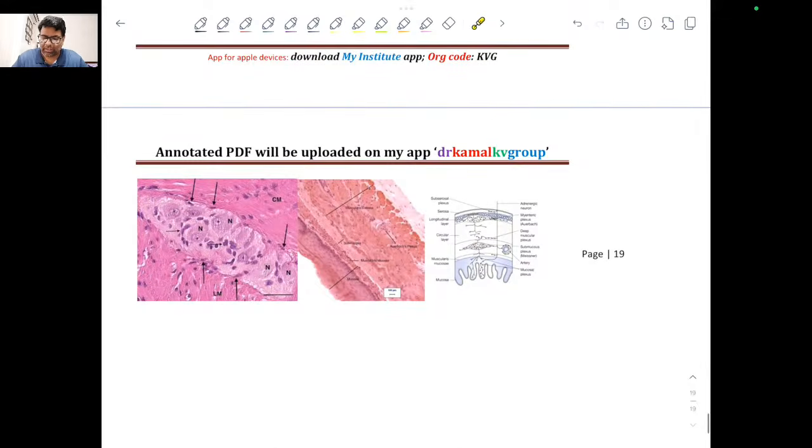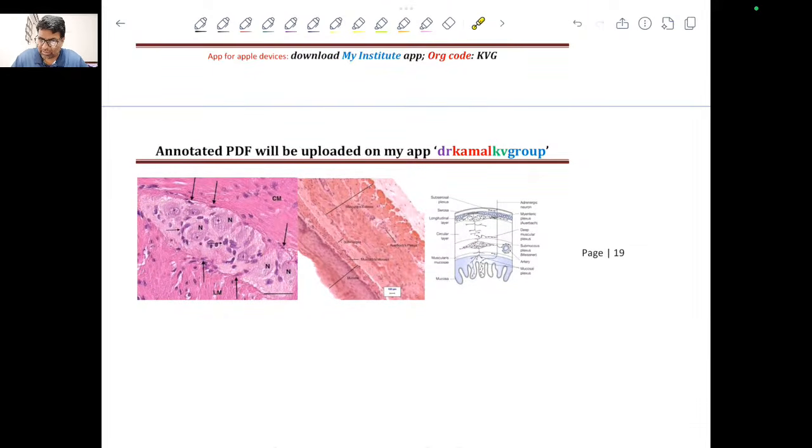So again, if we look at the histology, we can see here this is the Auerbach plexus, which is present between the longitudinal and the circular muscle. So this is the circular muscle, this is the longitudinal muscle, and in between the two we can see the Auerbach's plexus. Okay, so this is longitudinal muscle here, these are the circular muscles, and in between the two we can see the Auerbach's plexus, right?